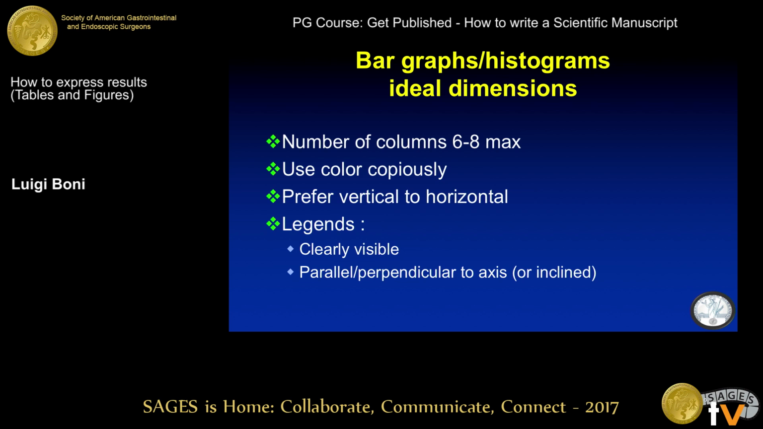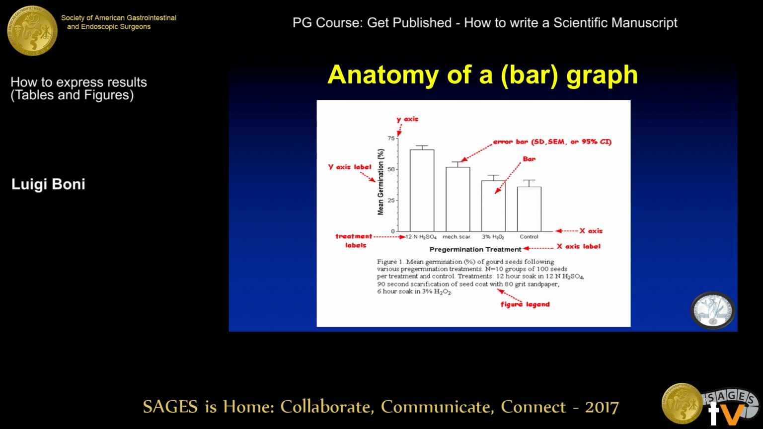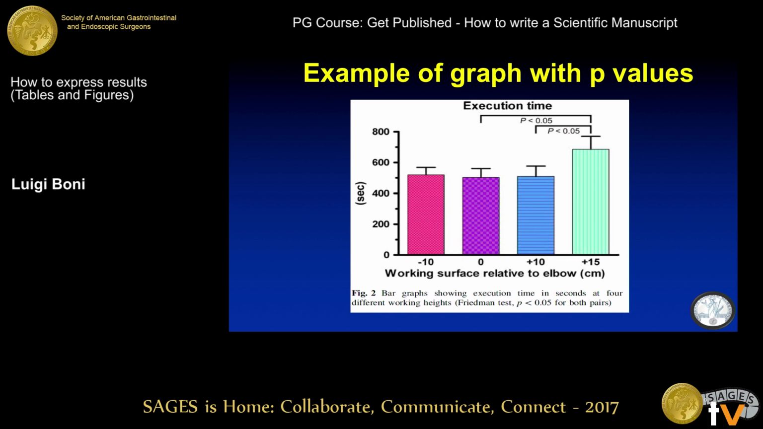Visually, it's much better if you have a vertical rather than a horizontal orientation of the bar. And the legends should be really visible, otherwise they will be confusing for the reader. This is an example of a bar. You can also put error bars over there. And this is another view of a nice histogram bar with different colors, and you can also add a p-value.